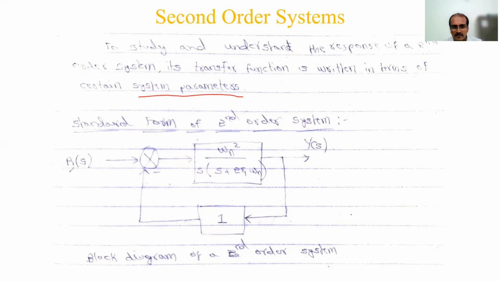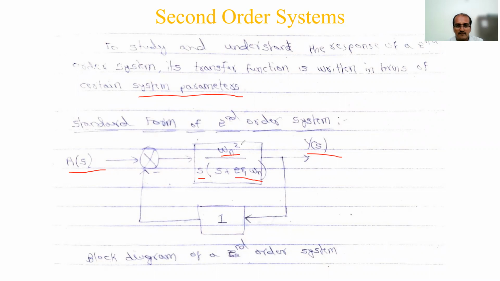Same way, it is a simple closed loop system. So input and output are there. The forward transfer function you have now is omega n square divided by S into S plus 2 xi omega n. Okay, we will define what these parameters are now. Here majorly zeta and omega n are the two major parameters, and the feedback loop is unity. If you apply the G divided by 1 plus GH formula, you will get the transfer function.